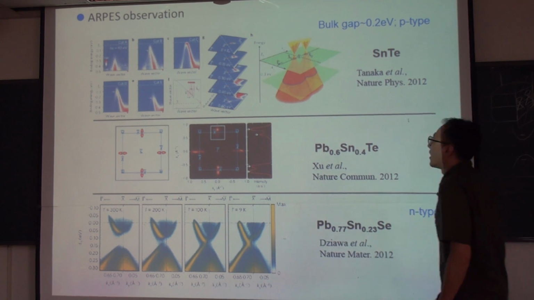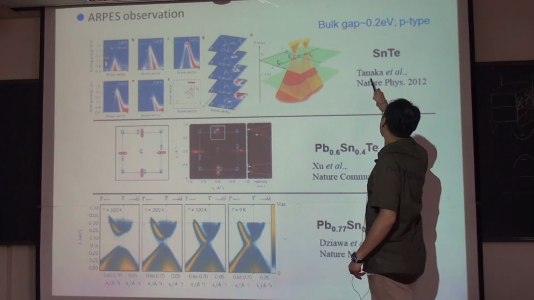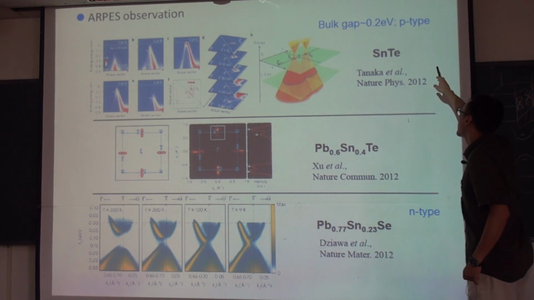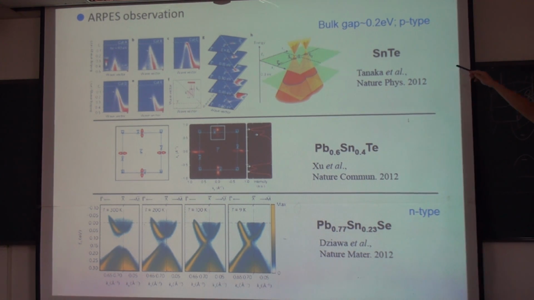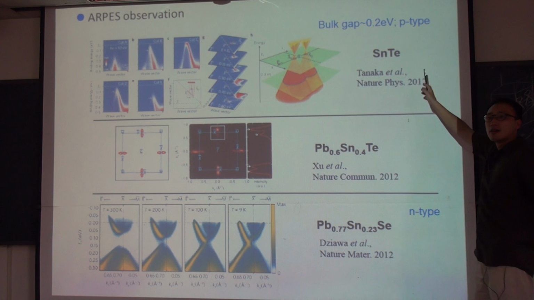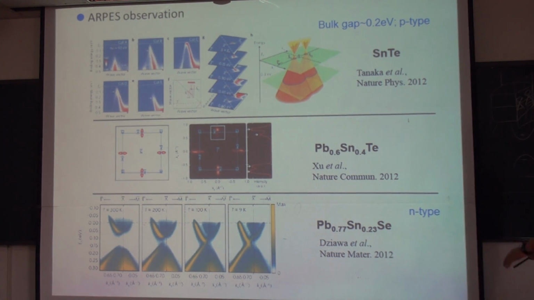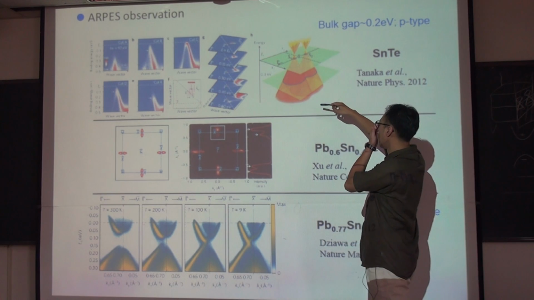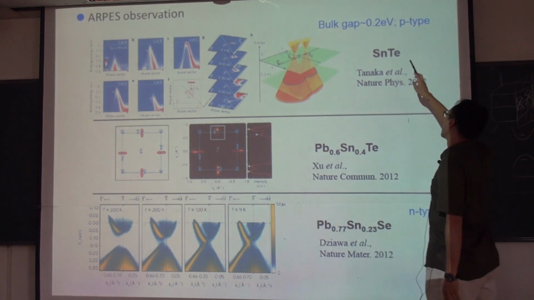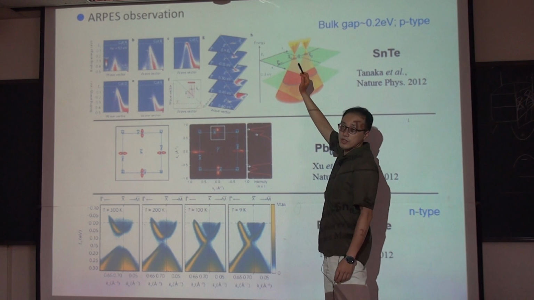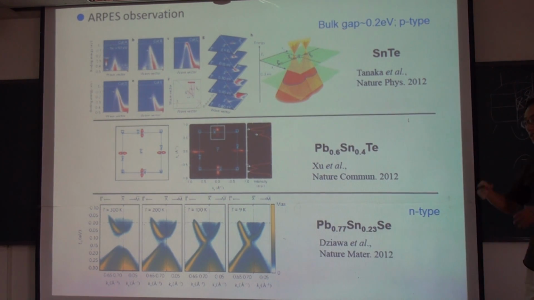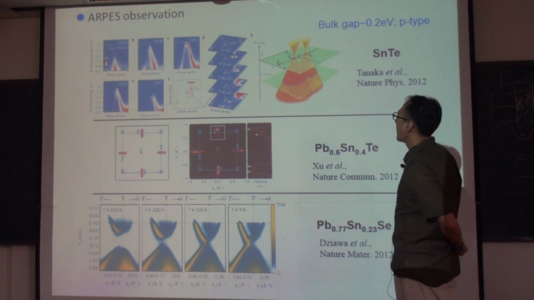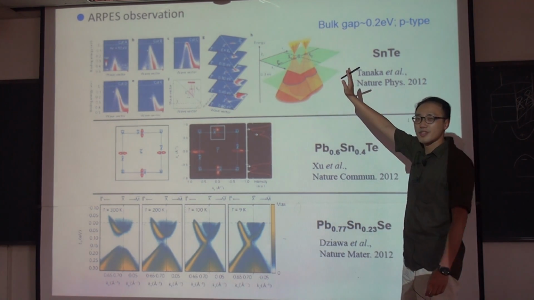And as you can see, all these systems, say the original one, SnTe, have a bulk gap of 0.2 electron volts. And we say it's a p-type topological crystalline insulator in the sense that in the usual case, the Fermi level is actually below the Dirac cone. And this is because of the existence of Sn vacancies or defects in the system. But this experiment is very difficult.